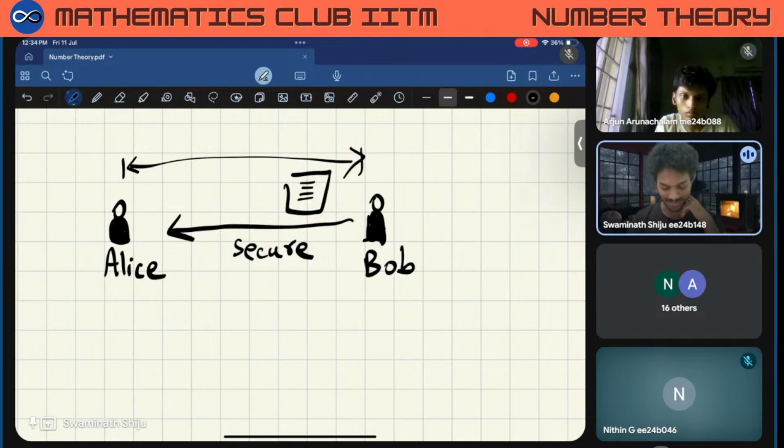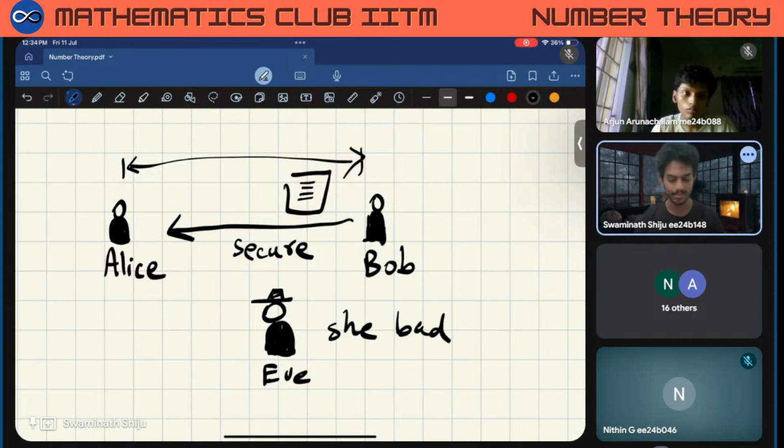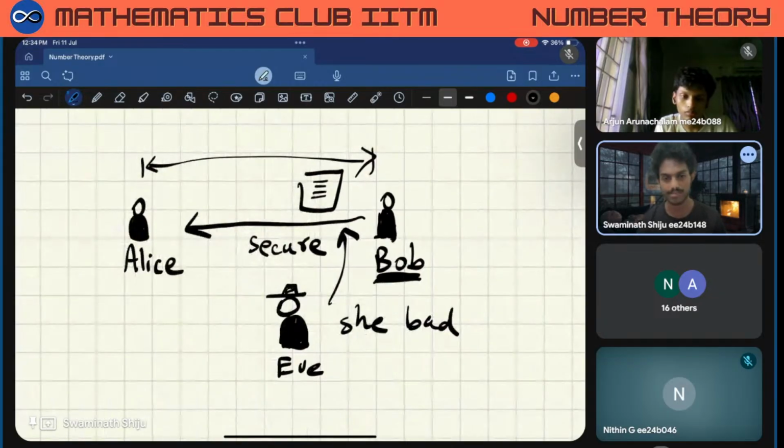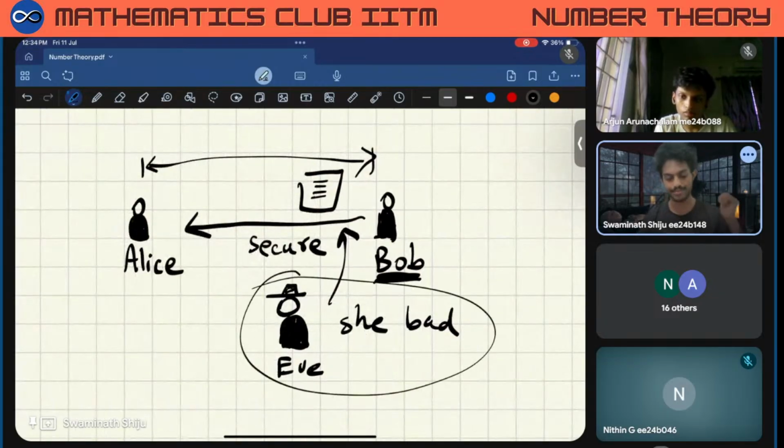Maybe some hacker. Yeah, this is a hacker. This is Eve. She wants that message. Bob knows that simply sending the message is a bad idea. He doesn't want the attacker to get the message. Simple, right? How would you do that?